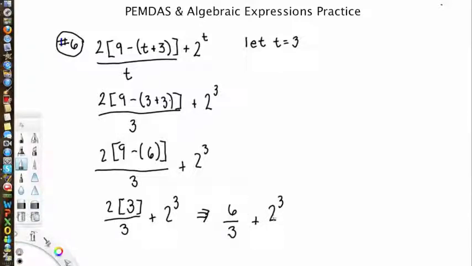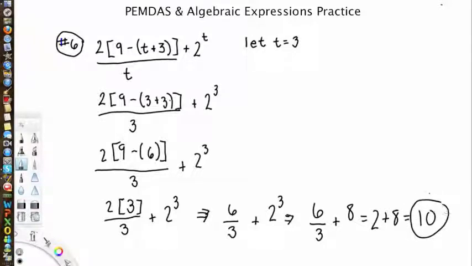Next comes exponents, and I have 2 to the third power. And 2 to the third power would be 2 times 2 times 2, which is 8. So I have 6/3 plus 8. Okay, and now I have 6/3, which is really a division problem. We're getting close here. 6 divided by 3 is 2, plus 8, and our last operation is 10. And we did it. Okay, you try some on your own and have fun.